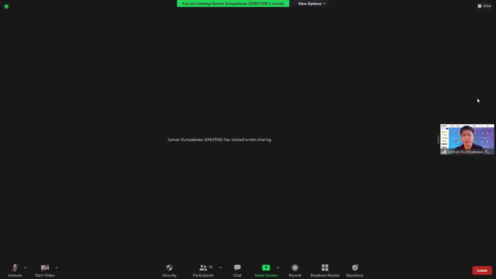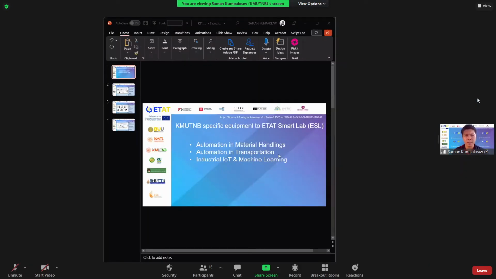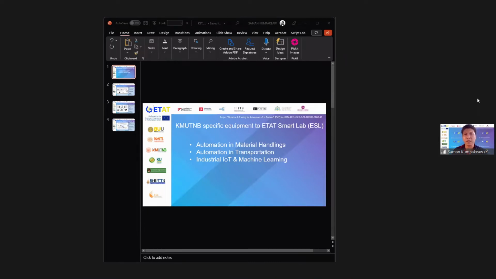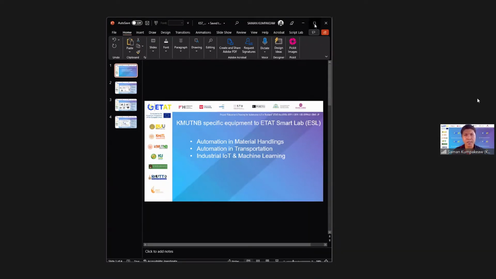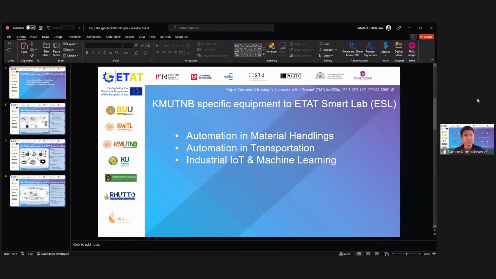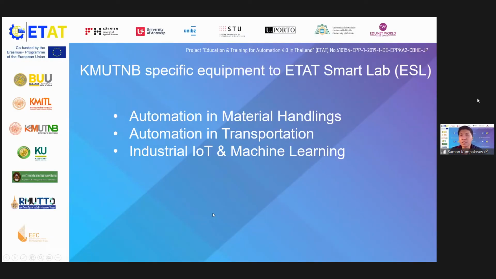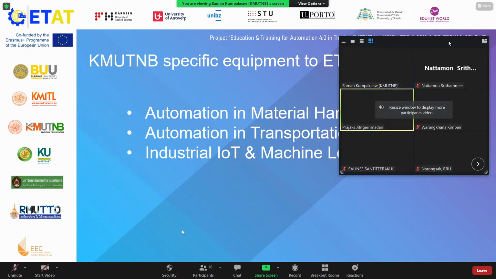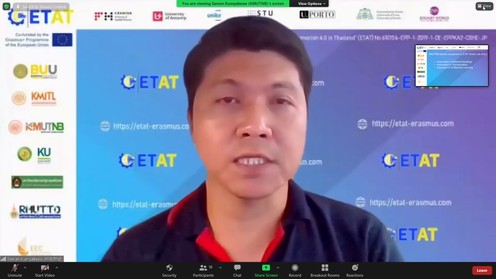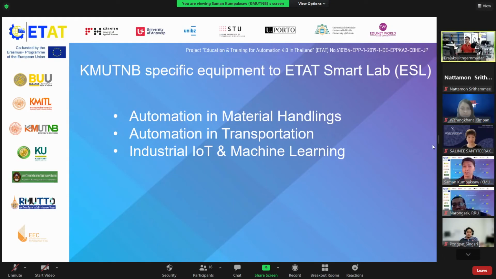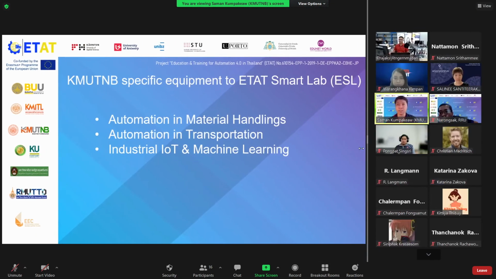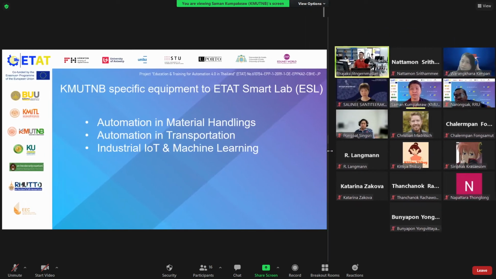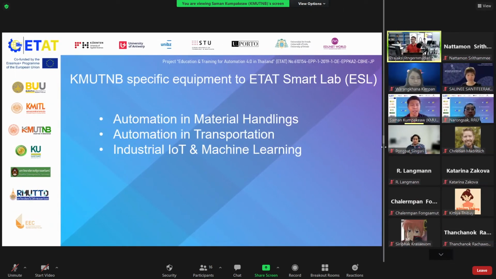What we will share now is about the specific equipment of my Etat training center, which consists of 3 sets of demonstration or setting. The first one is automation in material handling, and the second one is automation in transportation, which Dr. Prachak also referred to as railway engineering. And the last one is industrial IoT and machine learning.